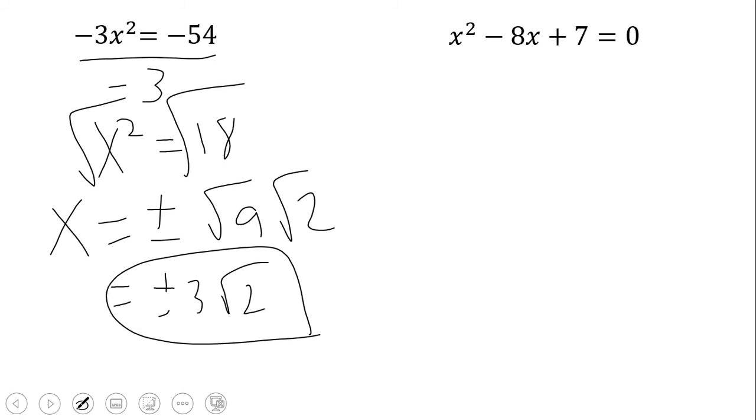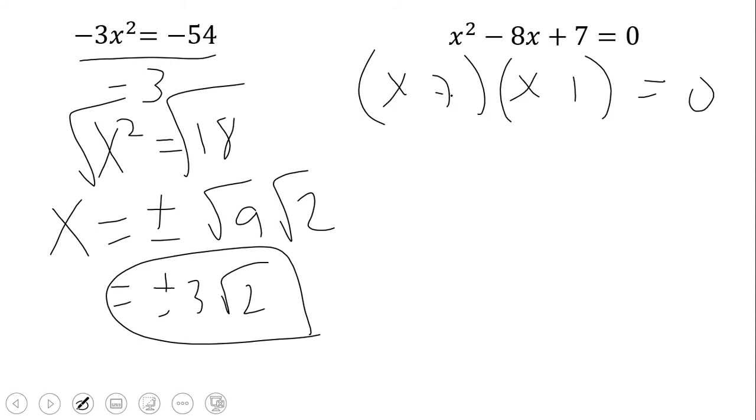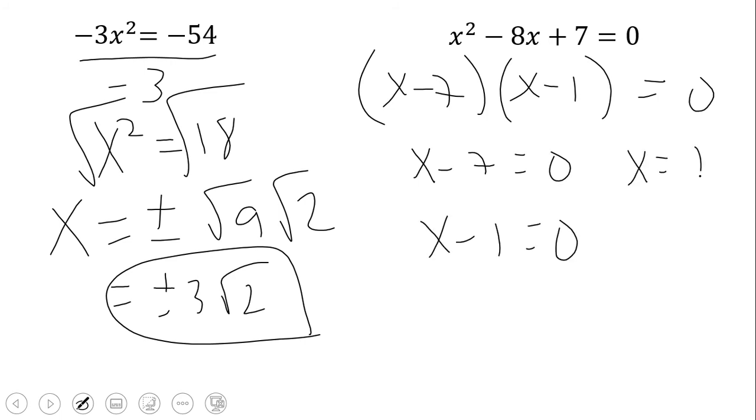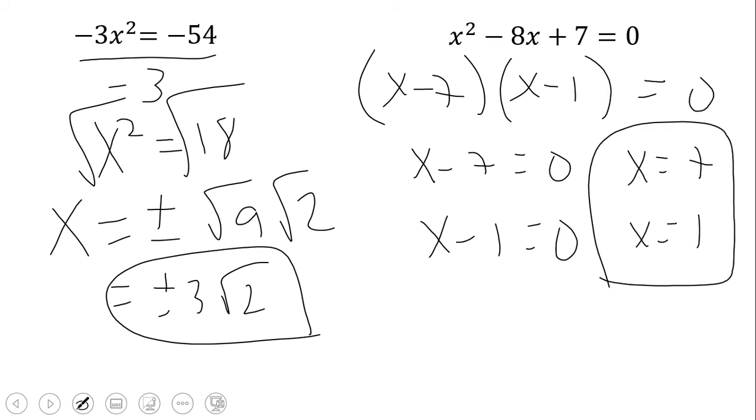x squared minus 8x plus 7 equals 0. You're going to go ahead and set up your two sets of parentheses, x and x. Factors of 7 that add up to be 8, well, that's going to be 1 and 7. The only way that they could multiply to be a positive but add up to be a negative is if they're both negative, which means you set x minus 7 equal to 0, x minus 1 equal to 0, add to each side, which is going to give you answers of positive 7 and positive 1.